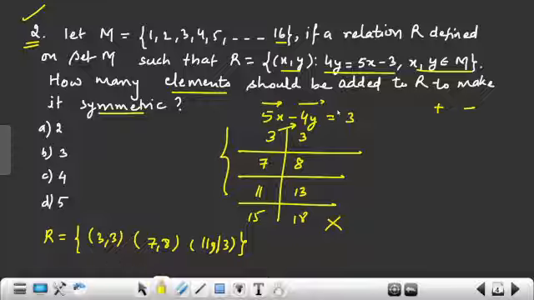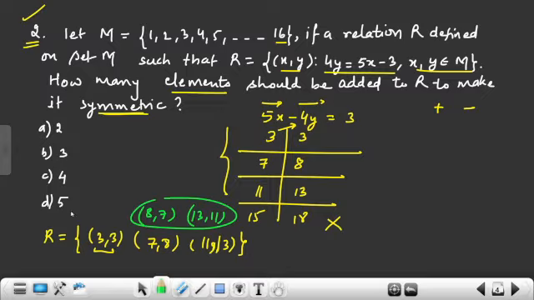Now this is the relation and we have to make it symmetric. So they both are the same, no need. This element I need, right? I'll take another pen. I need the reverse of it, 8 comma 7, and I need the reverse of it, 13 comma 11. So how many elements do I have to add, dear students? 2 elements. So the answer is 2. By adding 2 elements, the relation will become symmetric. I hope this question is also clear. Now let's move to the third one.